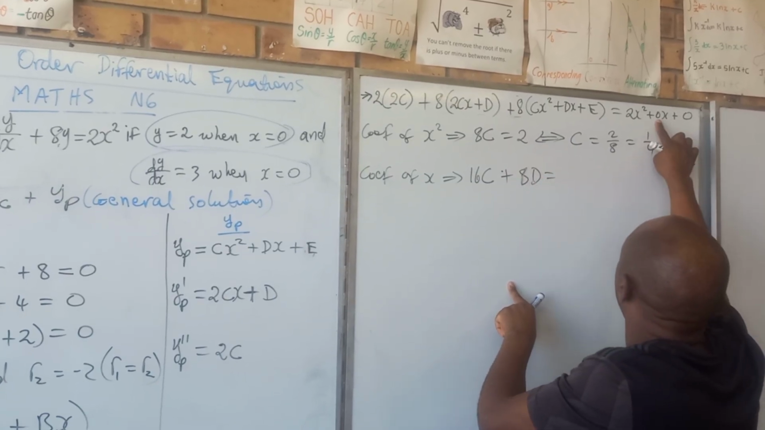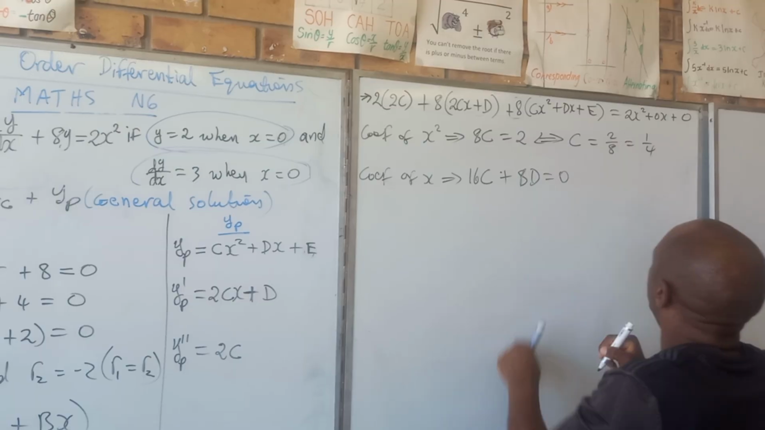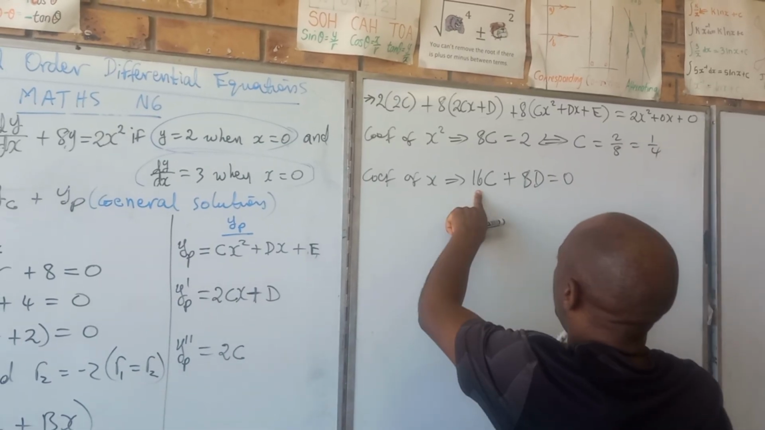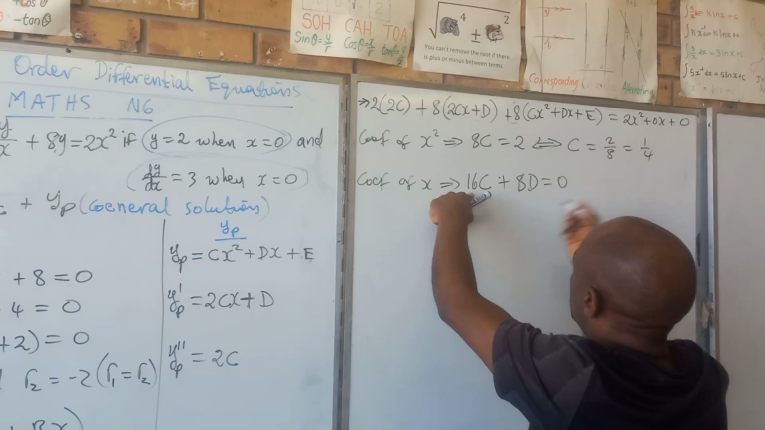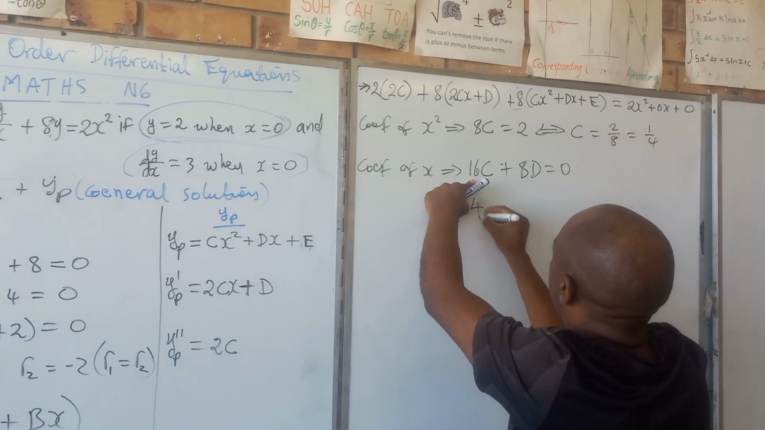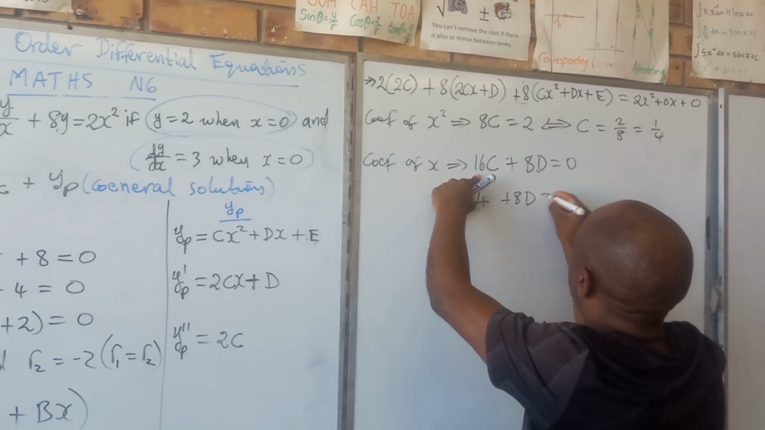Equal to 0. You see on the right there is no x. But we know what c is, so if we multiply this by 1 over 4, 16 times 1 over 4 is 16 divided by 4, which is 4, plus 8d is equal to 0.